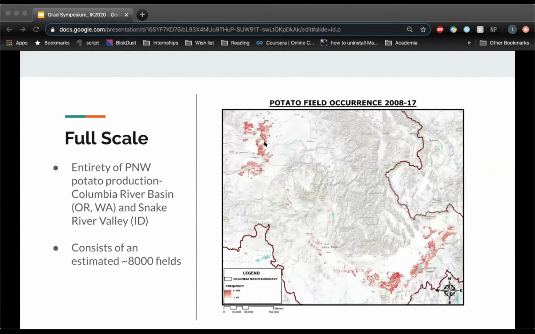So the previous slide was just a small subset of what I'm doing. That was about 300 plus fields, and I want to do the same task for all of the fields in the Pacific Northwest, or all of the potato fields. A low estimate is 8,000, still working on it. And that's for all of the years that the CDL is available, so from 2008 to 2019.